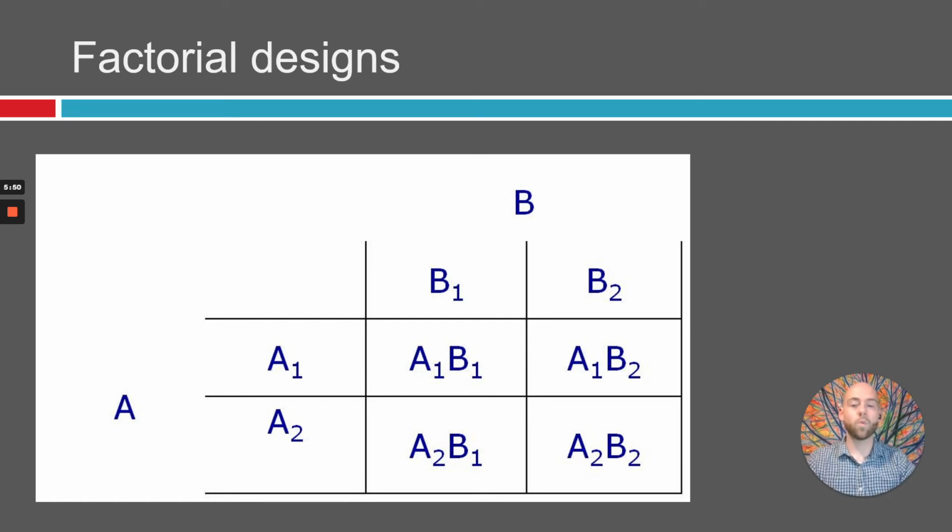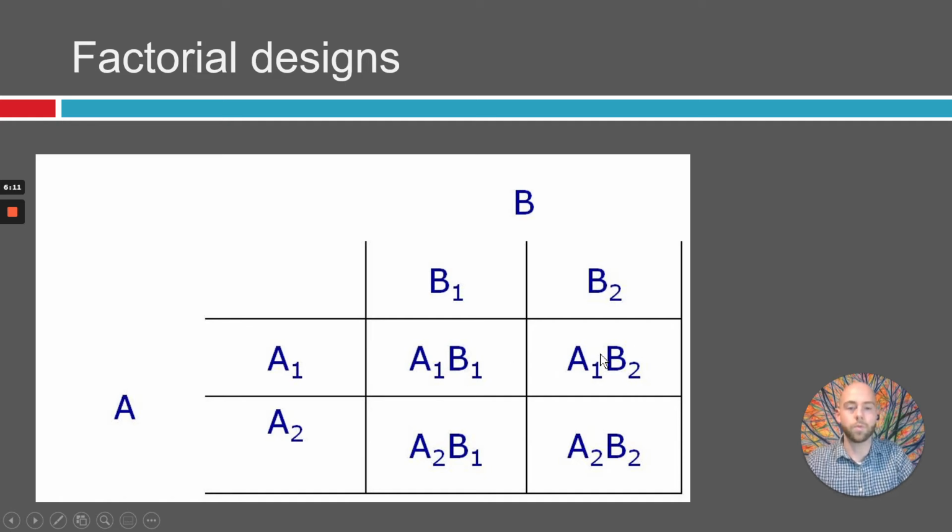Let's say A is stress, A1 is high stress, A2 is low stress, B is task importance, B1 is important, B2 is not important. So you have all these different conditions. In A1, B1, that would be high stress, high importance.